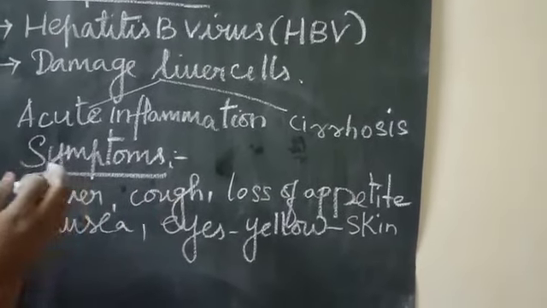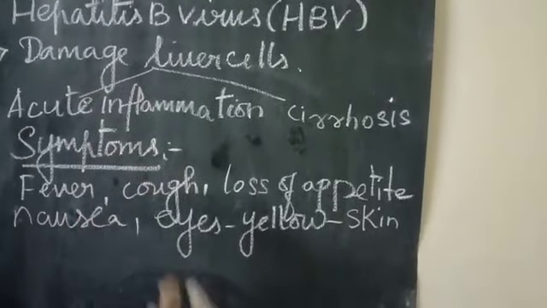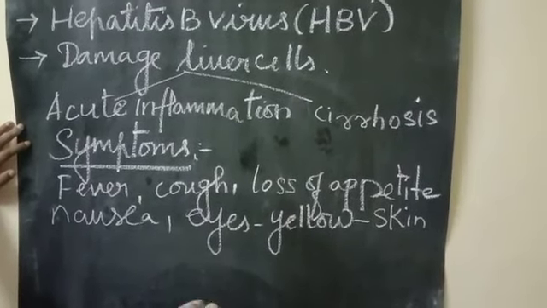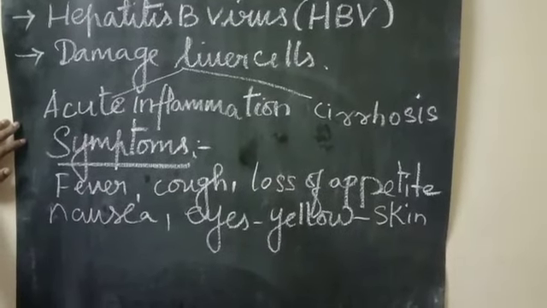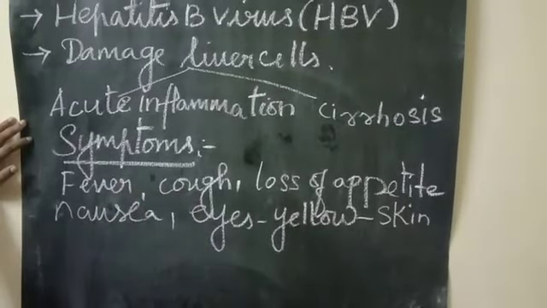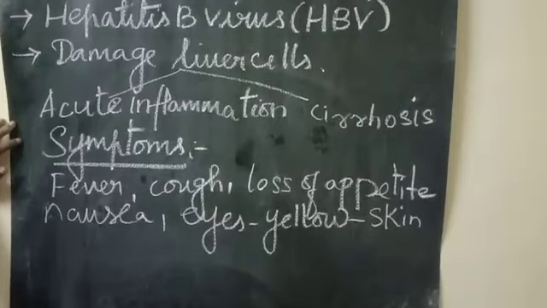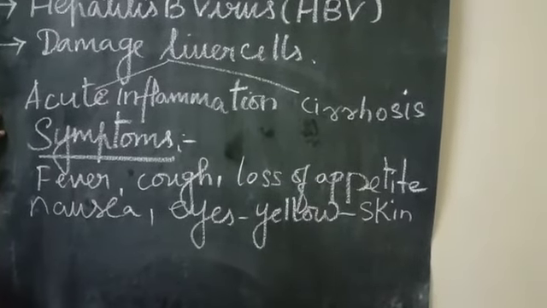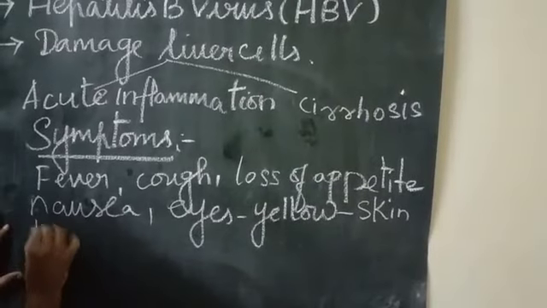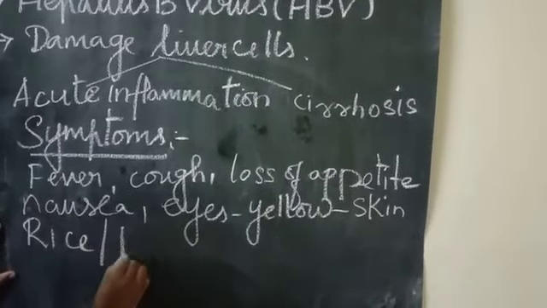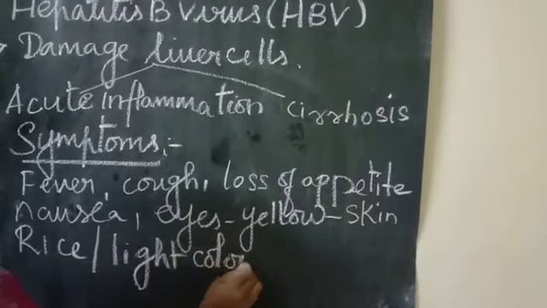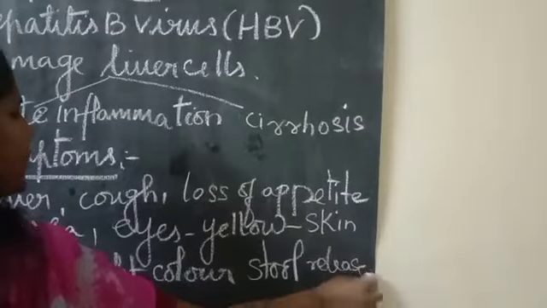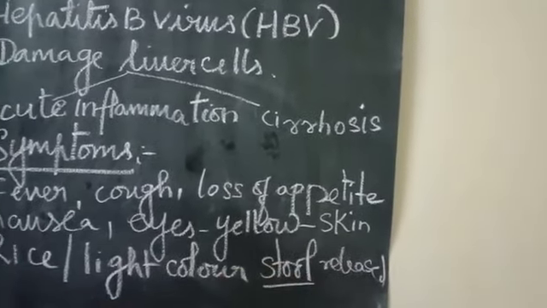And then you can get light colored stools. Stools are nothing but the loose motion. For example, when your mother is cooking, first she washes the rice, and white colored water is released while washing. Such a color of stool, the waste matter, will be released. Clear? So light colored stool will be released. The stool sample is nothing but the fecal matter, the waste matter.